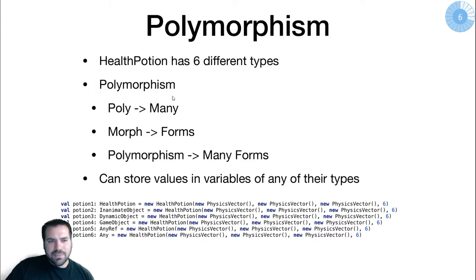So polymorphism, the name comes from poly meaning many, morph meaning forms. So polymorphism means many forms. A health potion has 6 different forms that it can take, and it can kind of morph into any one of those. It can behave as any one of these.